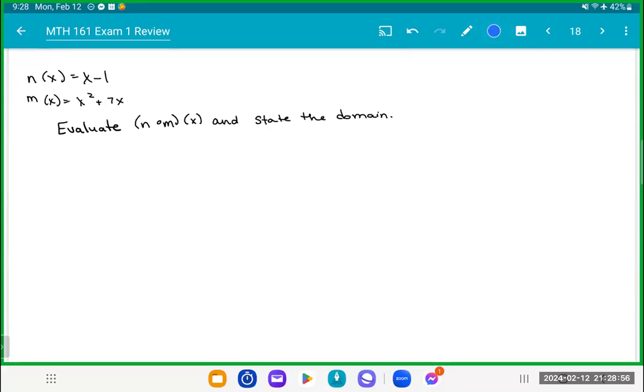Okay, so for this one, we have n of m of x. That is n of my m function, which is x squared plus 7. Okay, so we plug that into our n function. And so that is x squared plus 7 minus 1. So we can really just move the parentheses, and that is the solution. No restriction on our domain, so our domain is -infinity to infinity. Okay, questions?